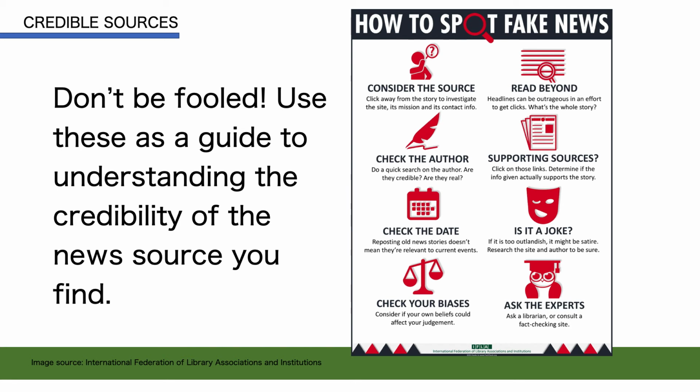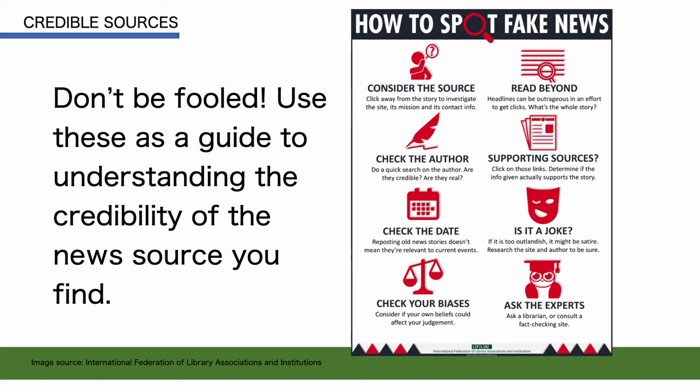Third, check the author. Do a quick search on the author to see if they are credible. Is it even a real person? Look at the supporting sources that the source you're looking at used to get its information. Check the date. Reposting old news stories does not mean that it's relevant to a current event. Next, always consider if it's a joke. There are many satire websites out there that post fake news. Consider the biases or reasons why the source might be leaned one way or the other in their judgment. Finally, ask an expert. Check with your teacher or with your librarian if you are unsure whether a source can be considered credible.